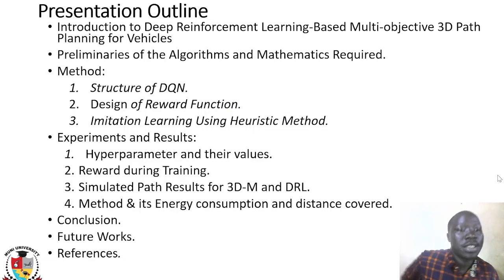Otherwise, the presentation outline is: the introduction, after which are the preliminaries of algorithms and mathematics. The third is the method, in which the structure of the DQN, the deep reinforcement learning, will be described, then the design of the reward function, imitation learning using a heuristic method, the experiments, and also the results. We will deal with the hyperparameters and their values, the reward during training, and the simulated path results for the 3DM and the DRL, where we compare the two. Then we shall get the results of the 3DM method and the DRL, comparing their energy consumption and distance covered to find out which one performs better, from which we shall draw conclusions, then look at future works and the references.